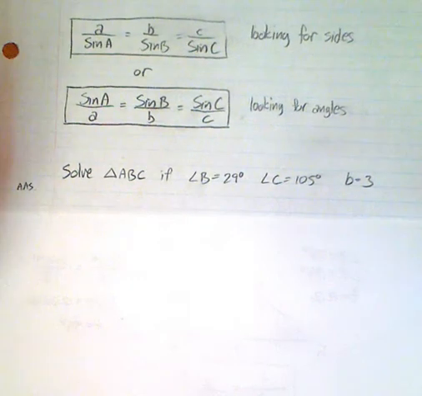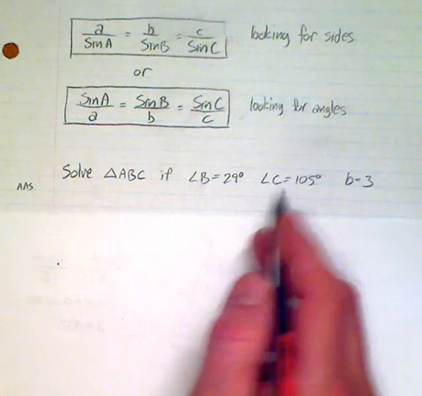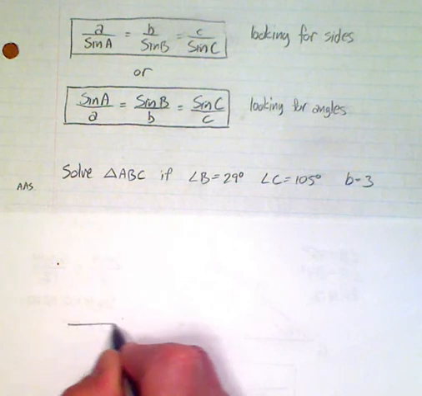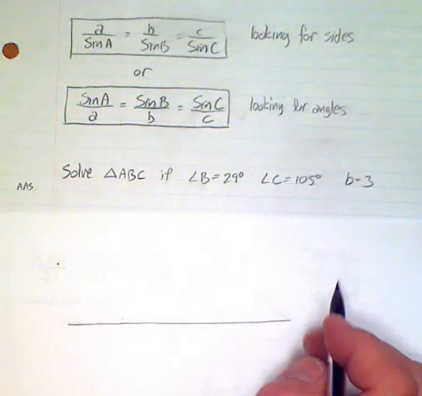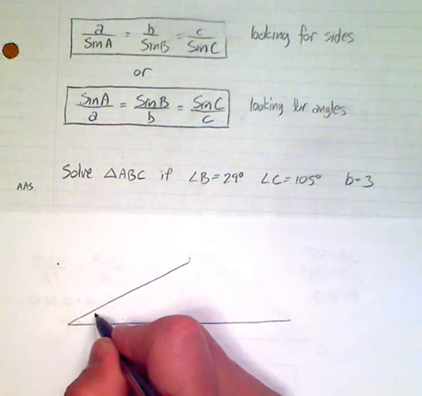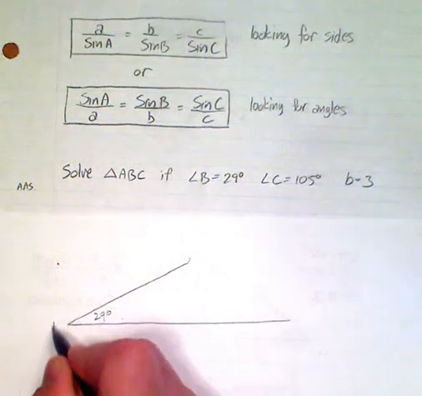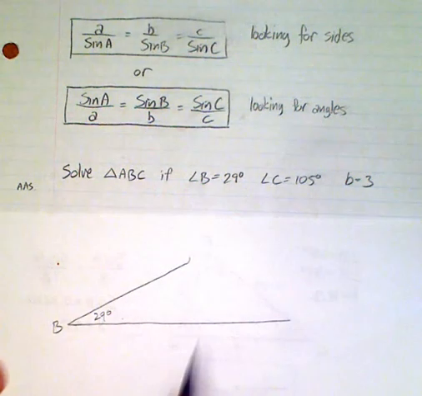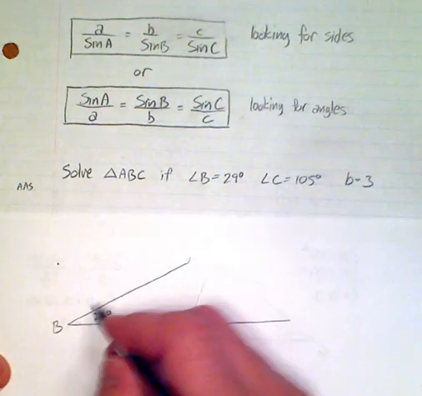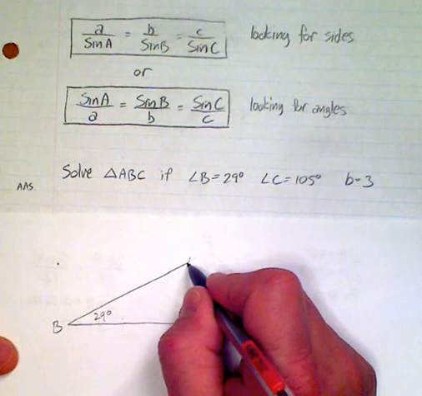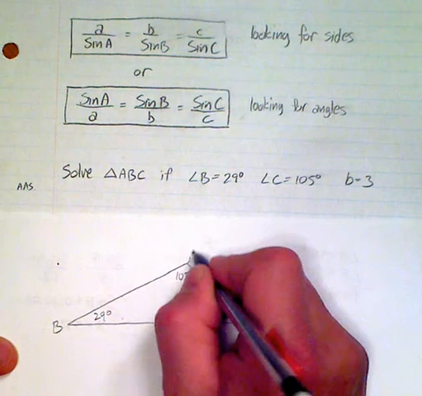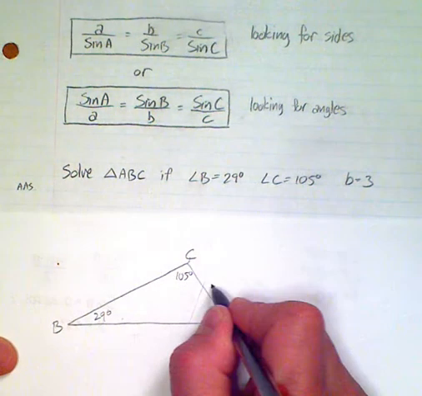Here is one where we're given triangle ABC and two angles and a side. So I hope you remember from the last lesson how I talked about always creating a baseline as a reference, okay? Now I've got an angle B, which is 29 degrees. We can draw that up here like this, call that 29 degrees. This is angle B, okay? Angle C, 105. We can draw it down here if you want, call that 105. Call that angle C. And side B is 3, okay?